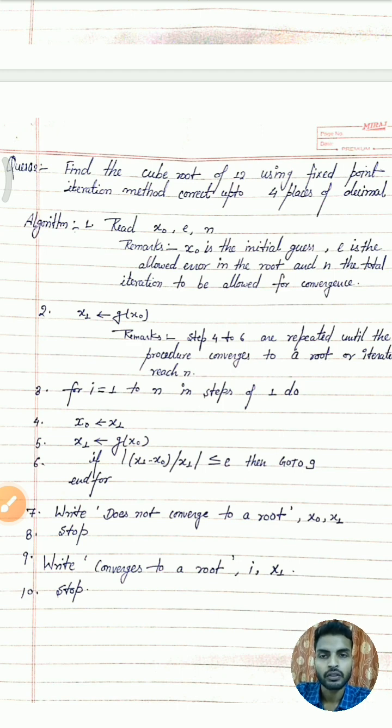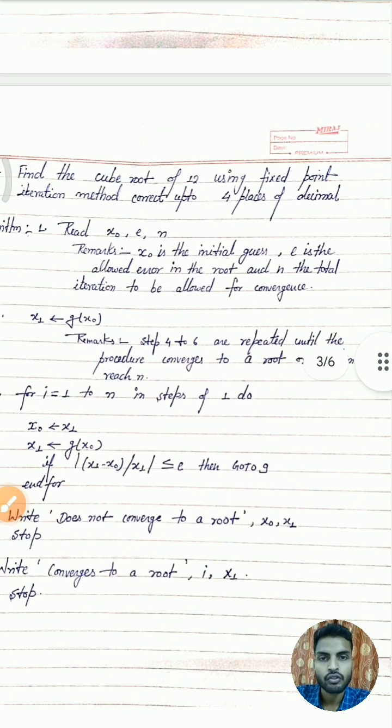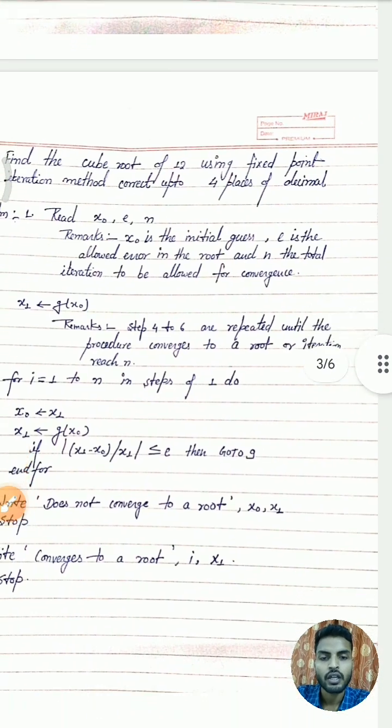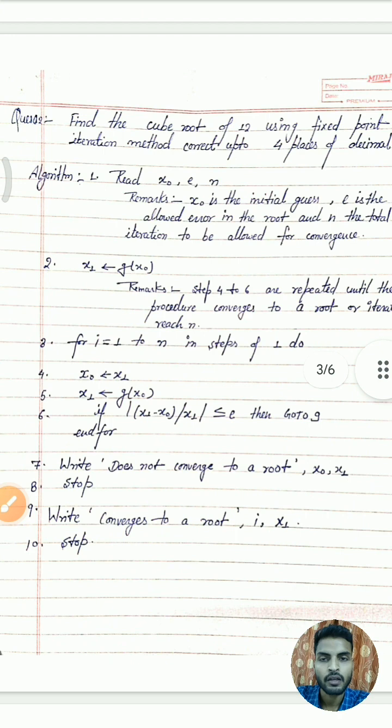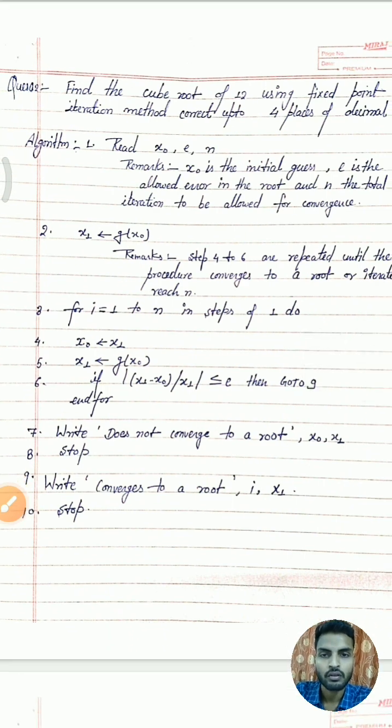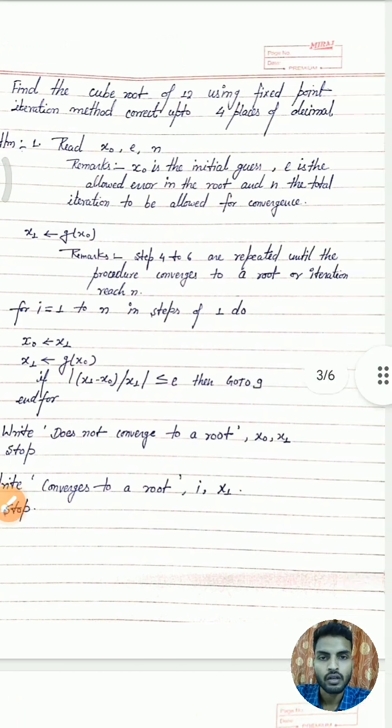Let's see the algorithm of the iteration method. First, it will read x0, e and n. x0 is the initial guess, e is the allowed error in the root, and n is the total iterations allowed for convergence. The second step is x1 equals g(x0). Steps 4 to 6 are repeated until the procedure converges to a root or the iteration limit is reached.